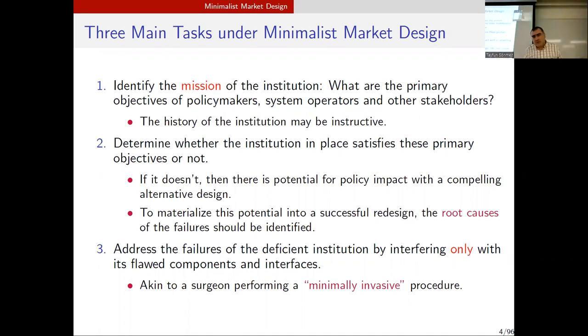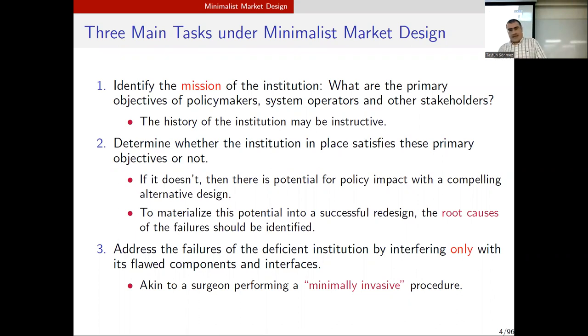And this is also what we are used to. At the intuitive level, we always say that the closer the design is to the pure practice, the more likely you are to succeed. We have always been told that, but what does it mean? In my setting, it has a very precise meaning: find the source of the issue and directly address it without touching anything else. So basically the third task is fixing these causes of the issues by only interfering with the broken pieces, as if a surgeon is performing a minimally invasive procedure.